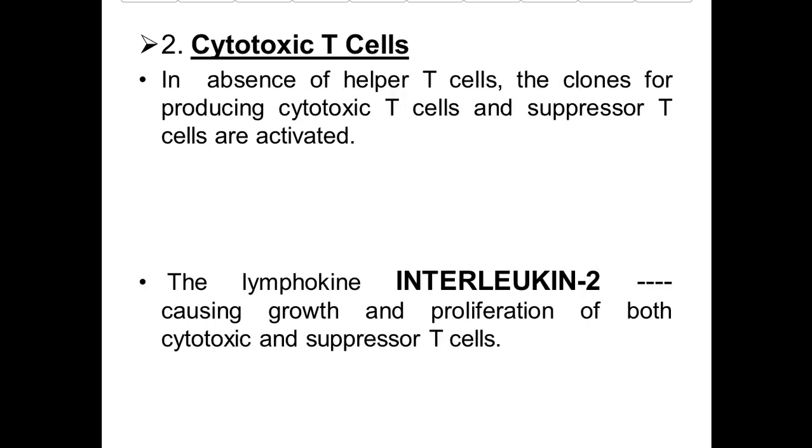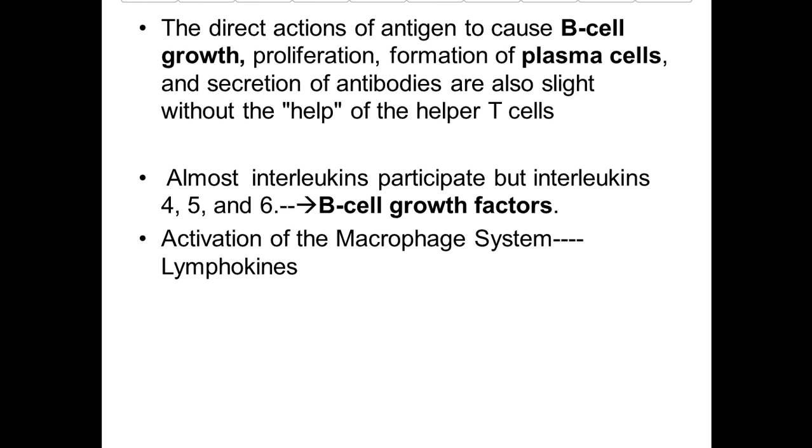So cytotoxic T cells, in the absence of helper T cells: the clones for producing cytotoxic T cells and suppressor T cells are activated only slightly. The lymphokine interleukin 2 causes growth and proliferation of both cytotoxic and suppressor T cells. The direct action of antigen to cause B cell growth, proliferation, formation of plasma cells, and secretion of antibodies are also slight without the help of helper T cells. Interleukins 4, 5, and 6 are B cell growth factors, and lymphokines also activate the macrophage system.